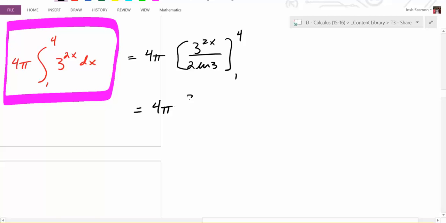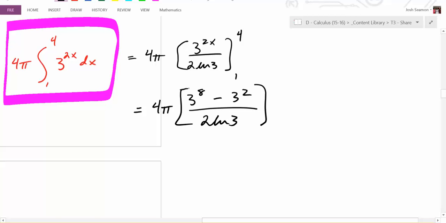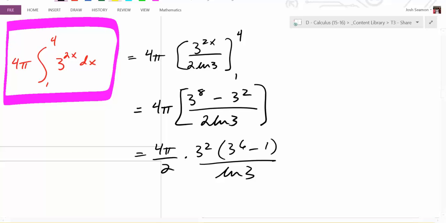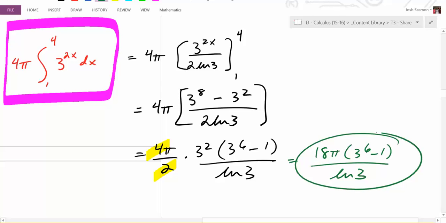You have 4 pi times (3 to the 8 minus 3 squared) over 2 ln 3. That's what you end up with, right? And then I just wanted you to practice some simplification here. If you simplify that, you can factor out 4 pi over 2, and then you can factor out a 3 squared from the top, right? So keep track of what you're canceling, that 2 and that 4. So you end up with, what is it, 9? No, 18 pi times (3 to the 6 minus 1) all over ln 3. That's a great clean answer right there. I love that.